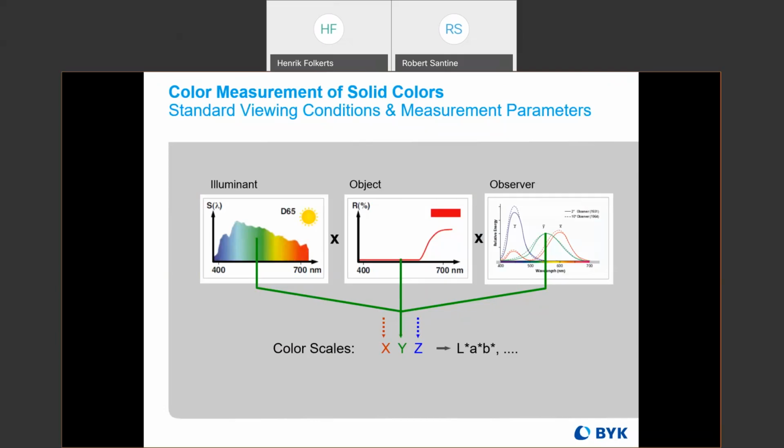And then the observer functions. This has to do with how we actually perceive colors, how our eye is built to detect different colors of light. And so those functions, the observer functions, have to be built into the spectrophotometer as well in order to accurately measure color as we see it. So you take all three of these sets of numbers, the illuminant, the object, and the observer, and they can be put together to produce color scales such as XYZ, the tri-stimulus values, or LAB, which is the more commonly used system.